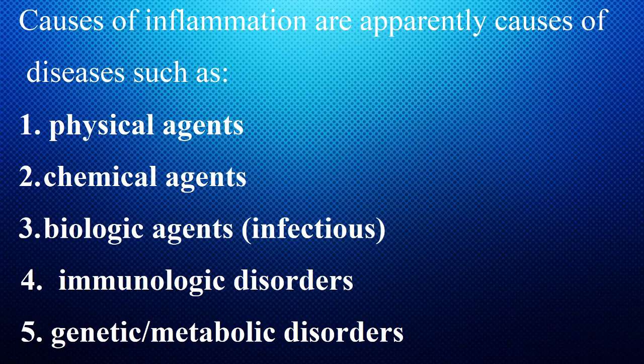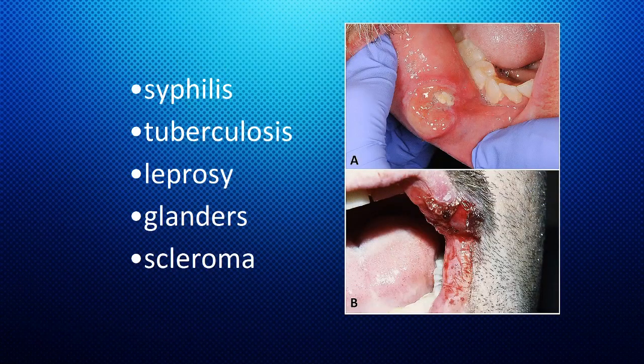4. Immunologic disorders such as hypersensitivity reactions, autoimmunity, immunodeficiency states, etc. 5. Genetic or metabolic disorders, for example gout, diabetes mellitus, etc. Here are the examples of diseases with specific inflammation: syphilis, tuberculosis, leprosy, glanders, scleroma.